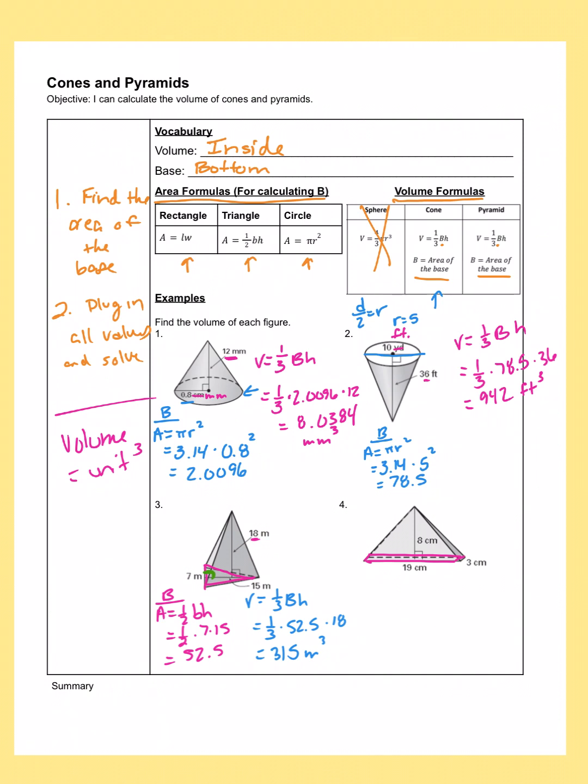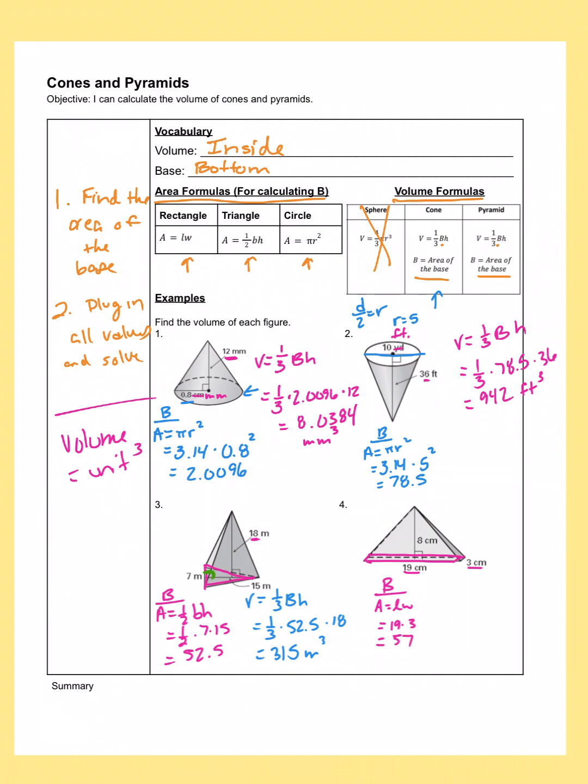And then for our last one, again, we got to start by finding capital B, the area of the base. And we said in this case, the base is going to be a rectangle. So I need to find the area of the rectangle. And the rectangle is a 19 by 3 rectangle. So 19 is the length, times 3 is the width. And that's going to give us an area of 57 for the area of the base.